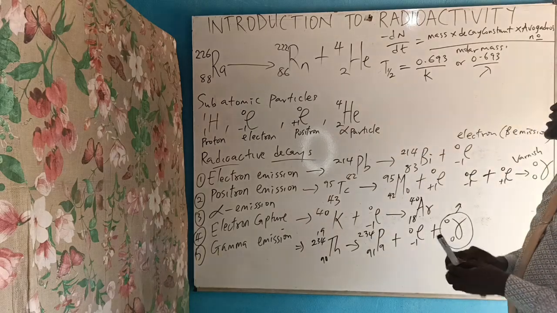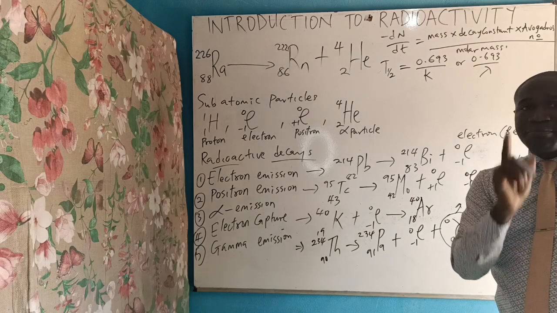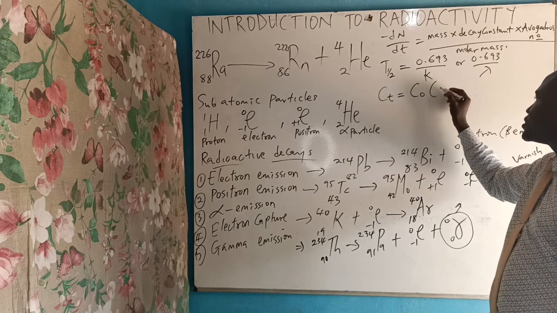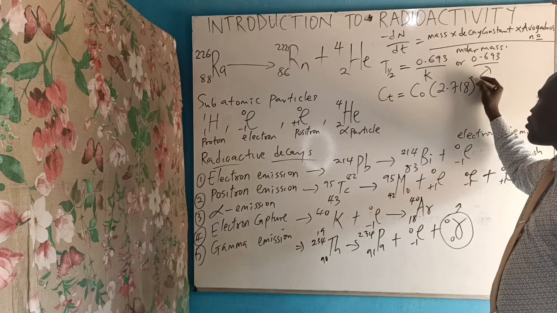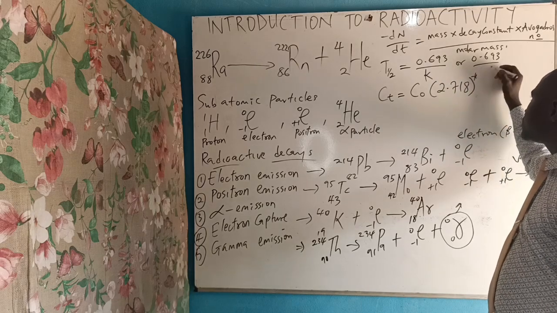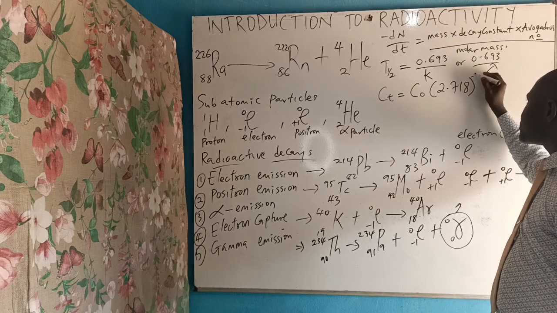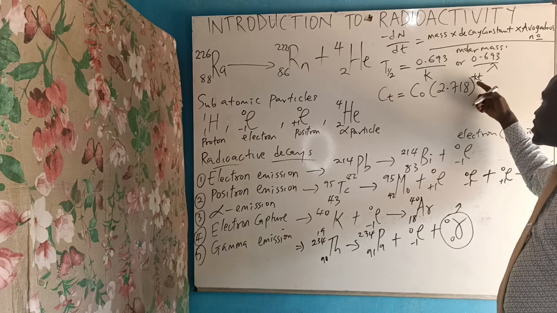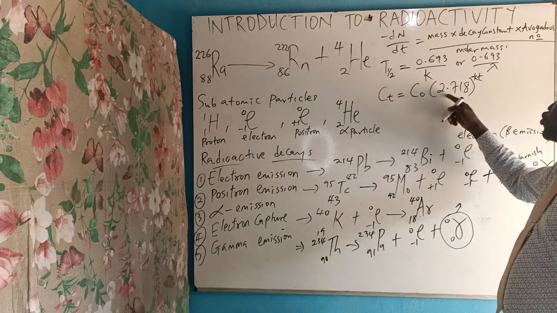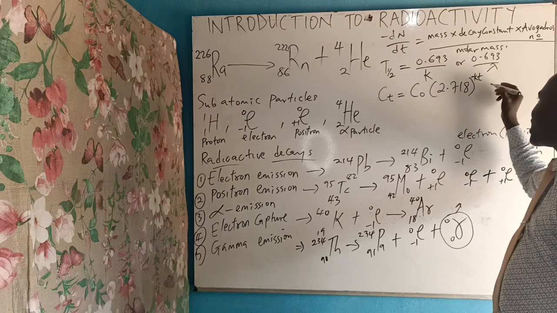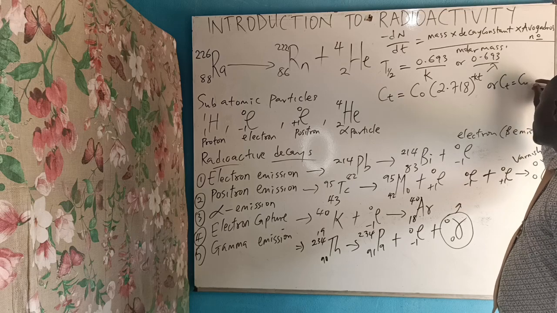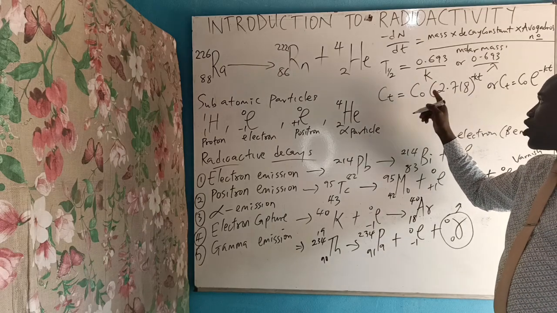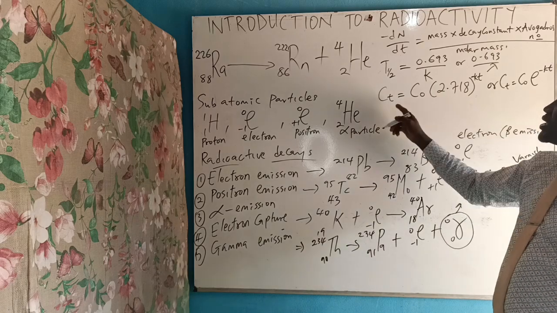Then if you are asked to get the amount of a radioactive element that remains after a particular time, tell them the amount is C_t equals the initial times 2.718 raised to the power of minus k t, where k is the same thing as lambda, which is the decay constant. This 2.718 is what we call e, the exponential, so C_t is equal to C_0 exponential minus kt, where C_0 is the initial concentration or initial mass of that particle. Then this is the amount that remains.